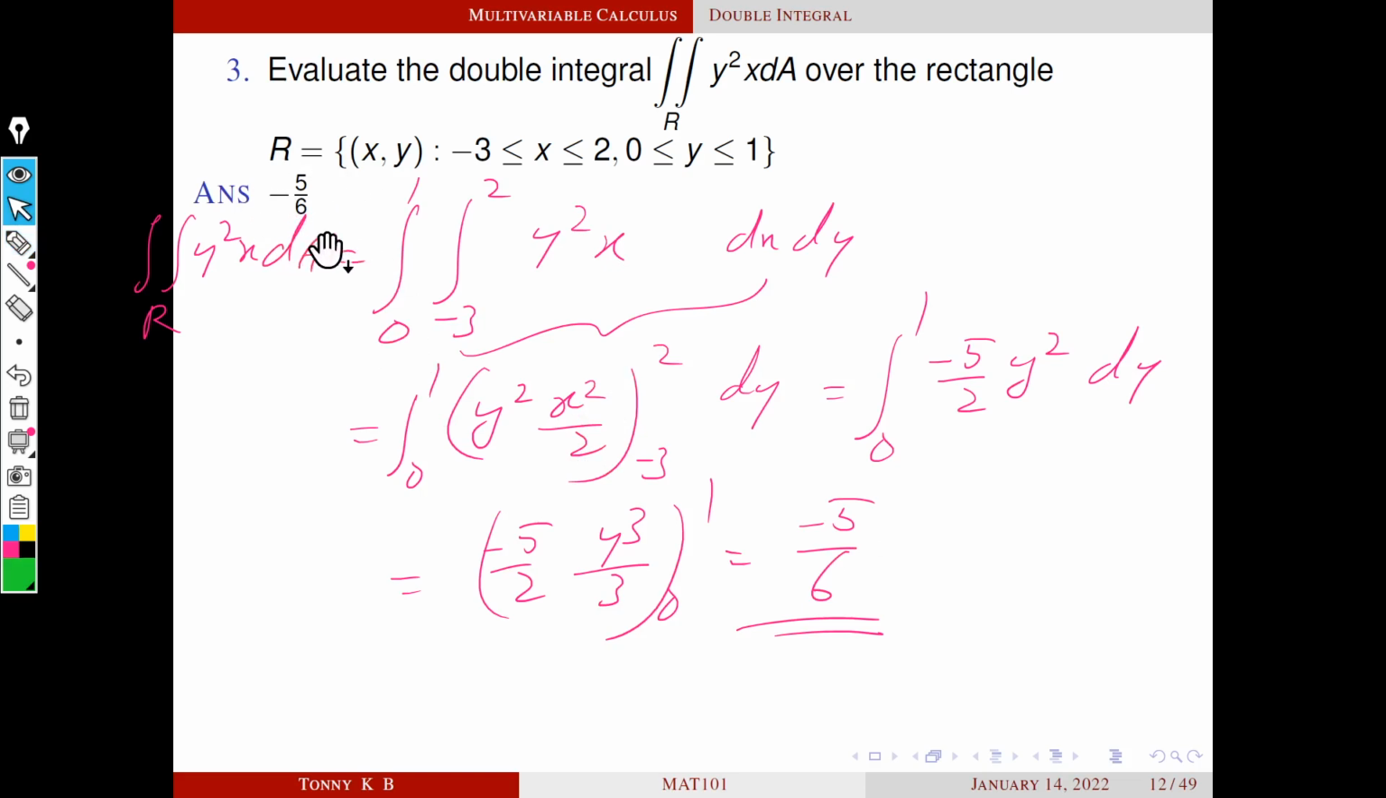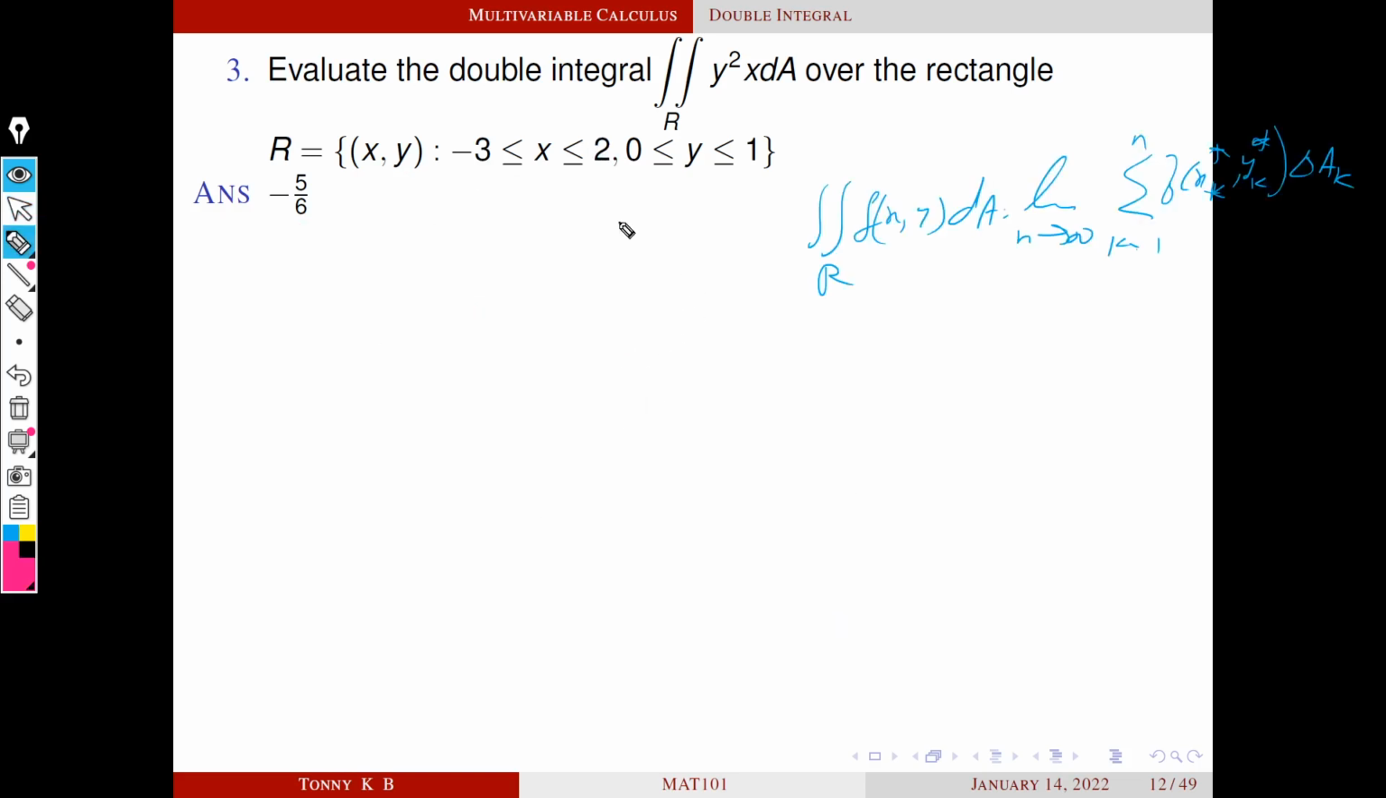Is it possible for a double integration to be negative? Or why is it negative? Yes, it is possible. Why? Because we know that double integration is actually an infinite sum, and this infinite sum contains terms like f of x k star, y k star. Sometimes this function value may be negative. Corresponding to these negative f values, this gives a negative volume. So that's why this is negative.